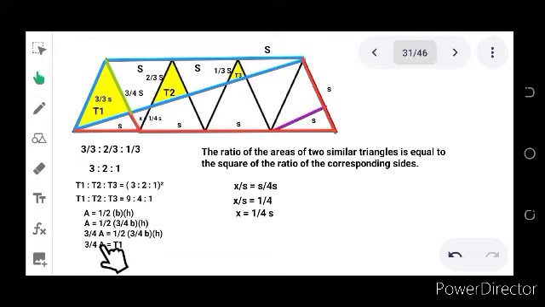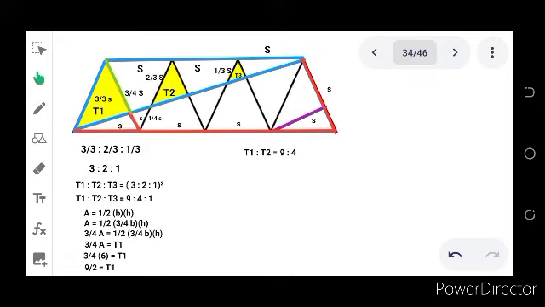We simplify that. That is 3/4 A equals T1. But take note that A is the area of one equilateral triangle. We are given that one, and that is 6. Therefore, we substitute it. 3/4 times 6 is equal to T1. Solving that, the area of triangle 1 is 9 over 2. Now, we use this ratio here to find the area of triangle 2. So we can have T1 is to T2 equals 9 over 4.